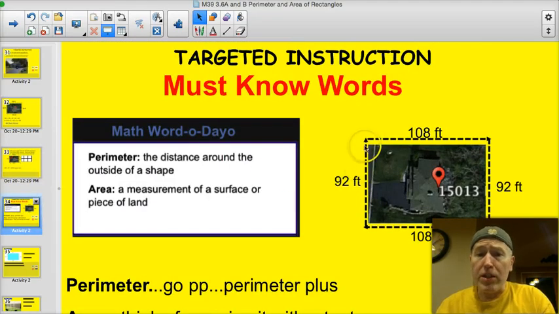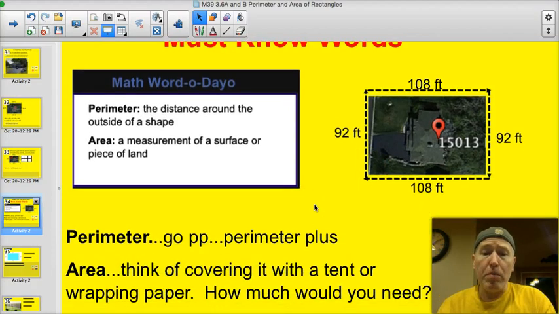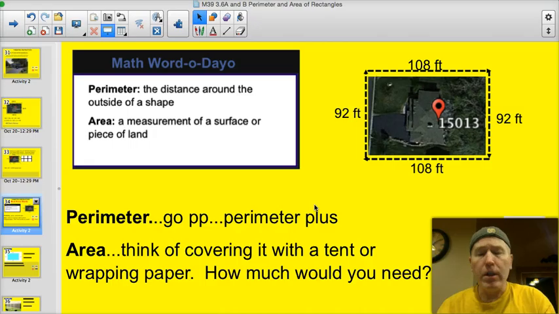Must know words. Perimeter, the distance around the outside of a shape. Area, the measure of a surface or piece of land. Remember how we covered the entire thing with square feet? All right, perimeter, I always tell kids, go pee-pee, and they laugh. Sorry. But hey, if you think of go pee-pee, perimeter, plus. It's stupid, but it helps me. I hope it'll help you. Area, think of covering it with a tent, like in my example, or wrapping paper. How much would you need? How many square feet, square inches, square meters, square centimeters, whatever the measure is, how many square units would you need to cover that totally?